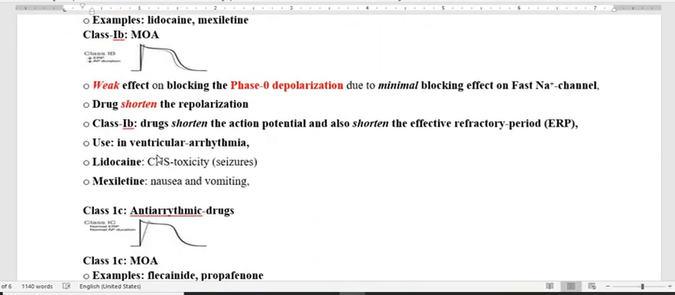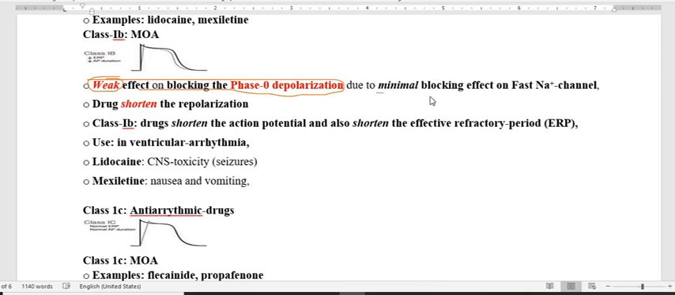Now we have to go through the drugs under class 1B. Similarly, they also block the sodium channel, affecting depolarization. But the 1B is rather blocking phase 0 slowly. So it is a weak blocker of phase 0 depolarization.